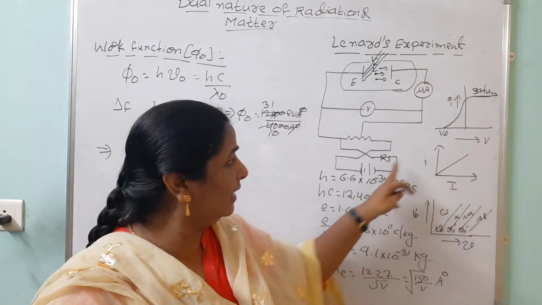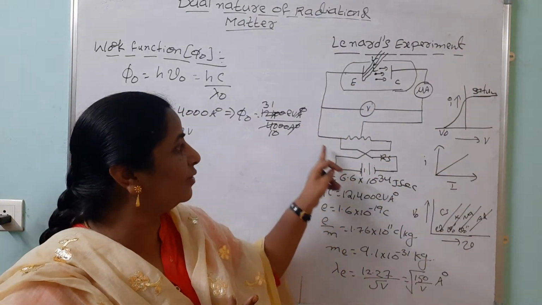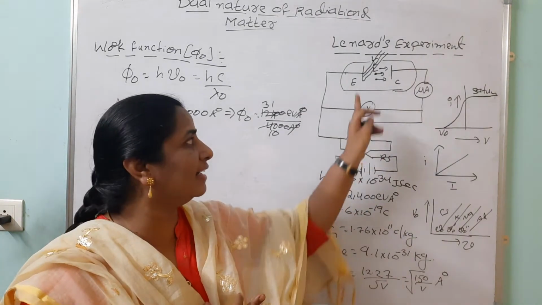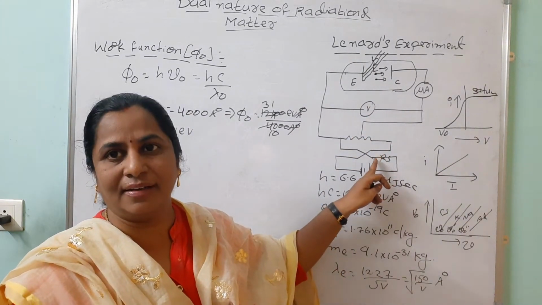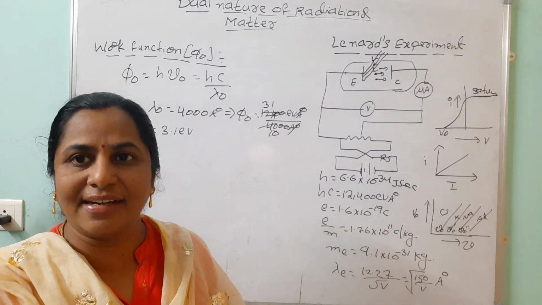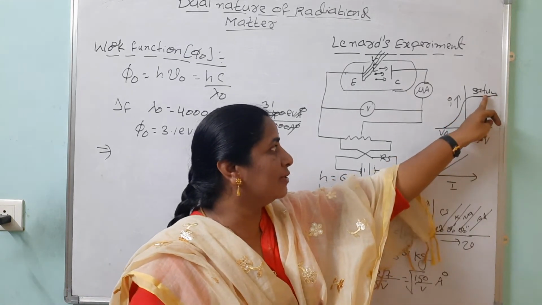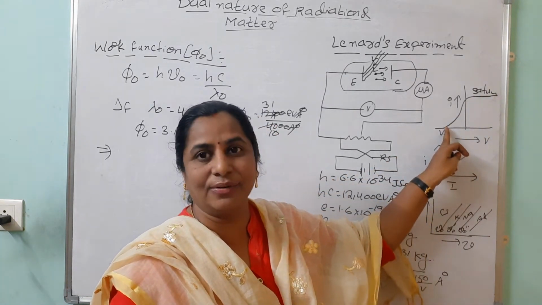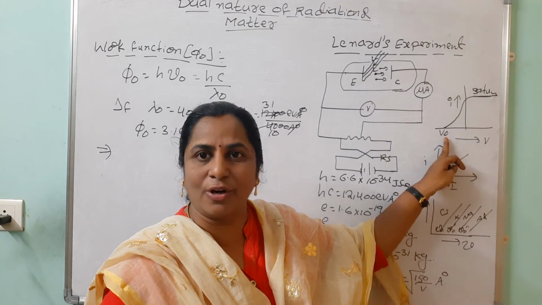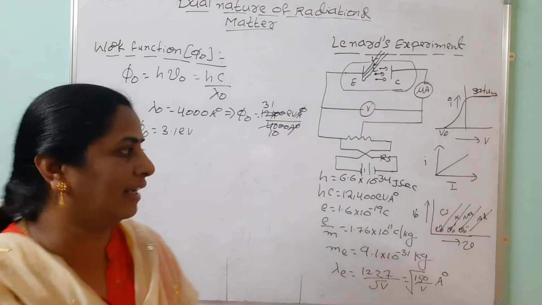Then here, when we are reversing the battery connections, see, the emitter we are giving to the positive of the battery, then the collector to the negative of the battery, and we are decreasing the potential. At a particular potential, current is 0, that is called the stopping potential. Look here, we are doing the reverse. Wherever the electric current is 0, that particular potential is called the stopping potential. So all these belong to the laws of the photoelectric effect.